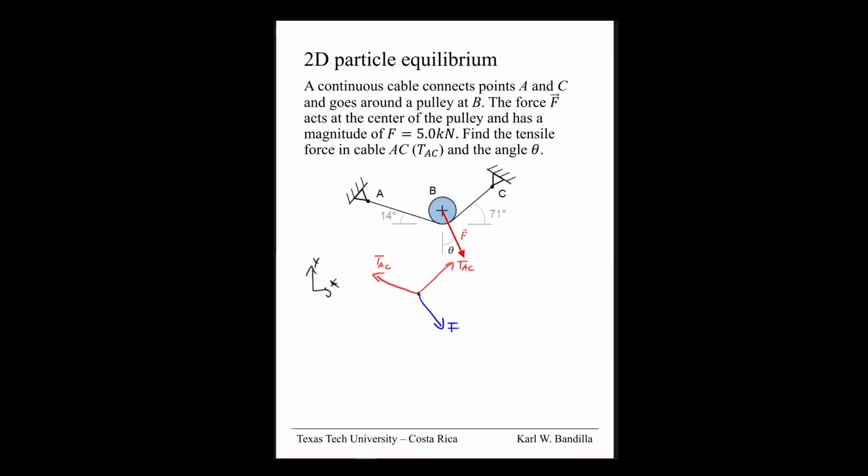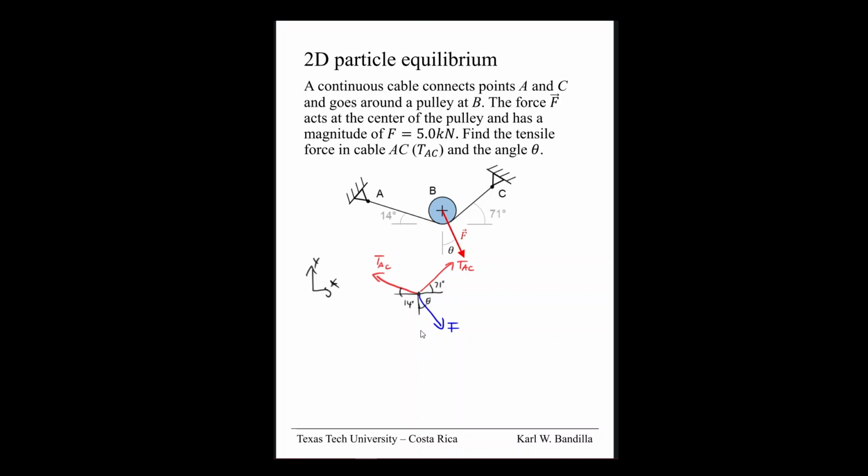And what else do we know? We know that we have an angle here. That angle was 14 degrees. And then we have an angle here, which is 71 degrees. And we have an angle here, and that is theta. All right. So now we have our free body diagram.